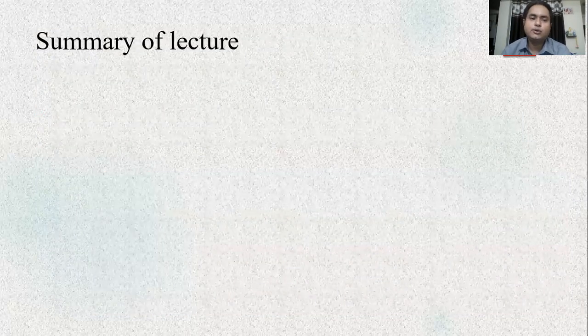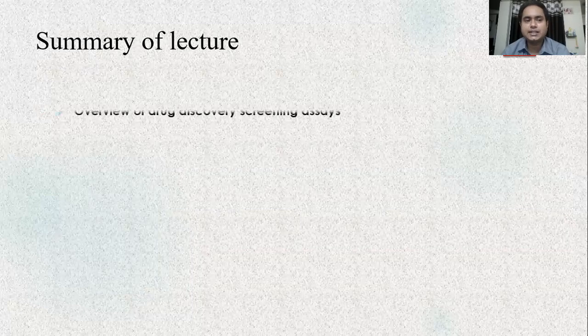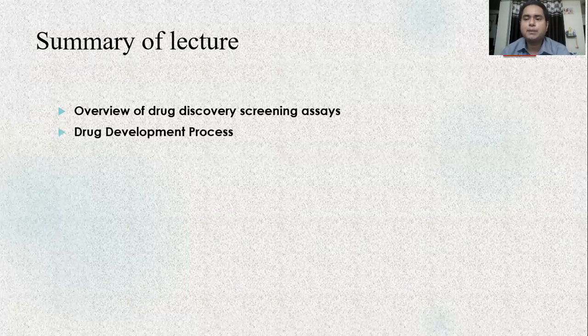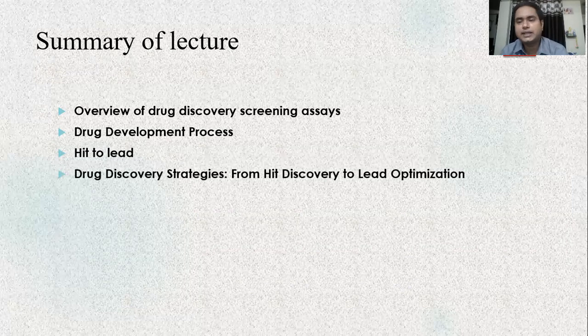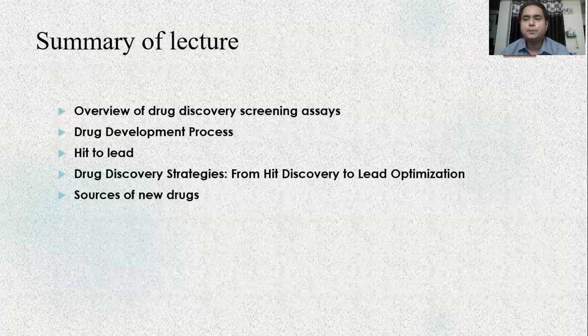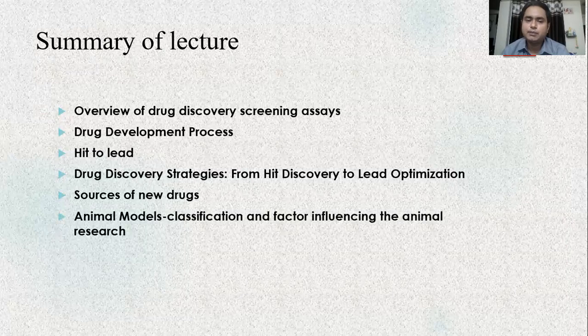Now I am concluding today's lecture. We have gone through an overview of the drug discovery screening assay, the drug development process, hit to lead identification, the drug discovery strategy from hit discovery to lead optimization, and sources of new drugs. We have examined several types of sources of new drugs, the animal model, its classification, and the factors influencing animal research.